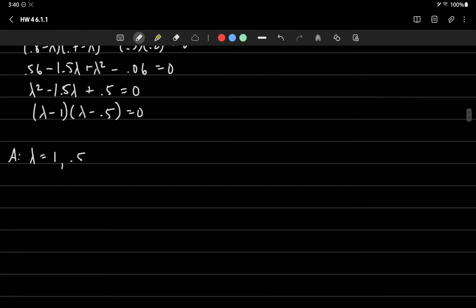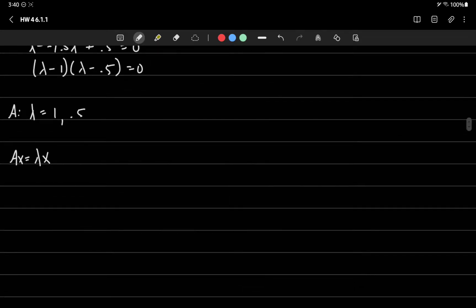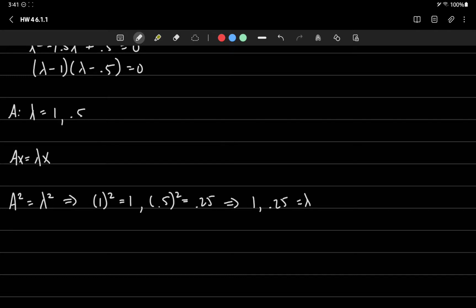For the other powers, A squared and A infinite, we look back to the expression Ax equals lambda x, and we observe that A and lambda are directly proportional. So whatever we do to one side, we do to the other. For A squared, we square A, so lambda also has to be squared. Thus, 1 squared equals 1, and 0.5 squared equals 0.25. Thus, 1 and 0.25 are the eigenvalues for A squared.